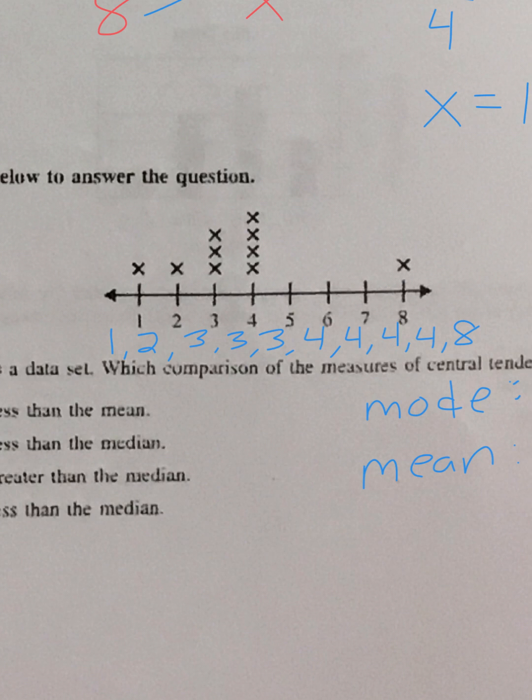Right, how many are there? How many total are there? 4, 5, 6, 7, 8, 9, 10. Okay, and then I got 36. I'm going to divide by the total, so I get 3.6.